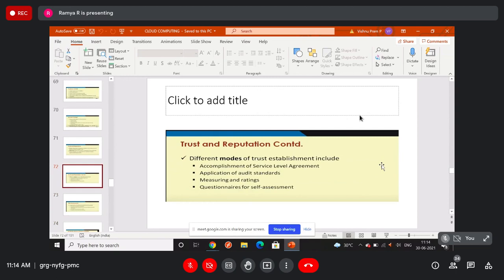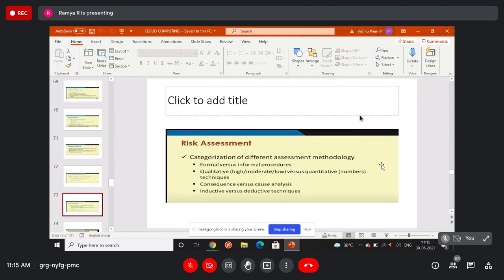Next, the different modes of trust establishment. How can the cloud provider build trust? By accomplishment of the service level agreement: by reading the terms and conditions you will accept, and if they are providing good things which you like, then you will accept it. And next, application of audit standards, measuring ratings, and questionnaires for self-assessment. These are all things they have to do to make the customer trust the service.